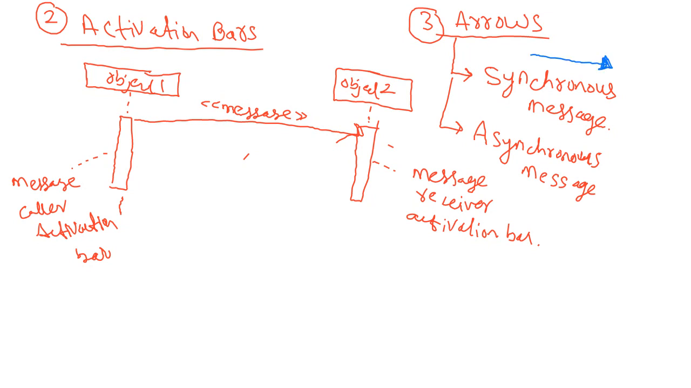Then you will have asynchronous messages also. How does the asynchronous message look? For an asynchronous message, you will have an arrow like this. Now in this case, I am using an asynchronous message. It means object 1 is sending a message to object 2 and it is not waiting for object 2 to respond.